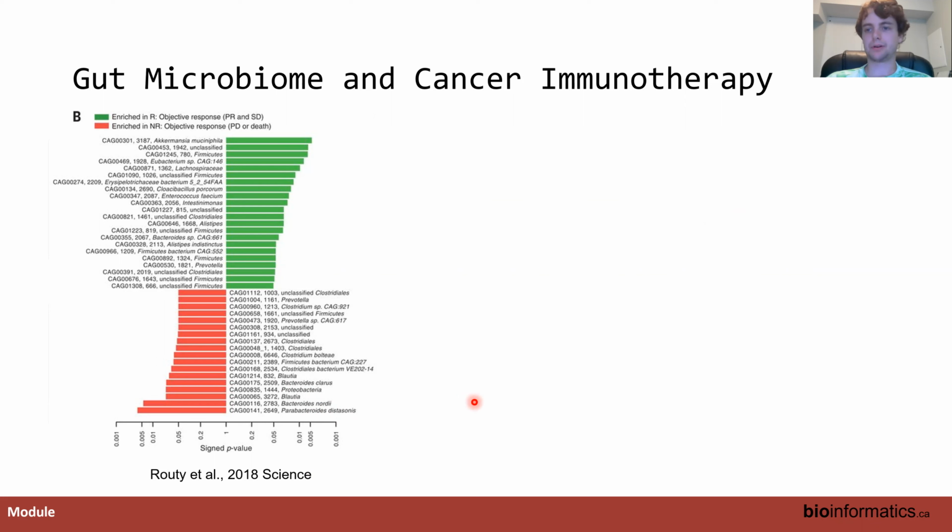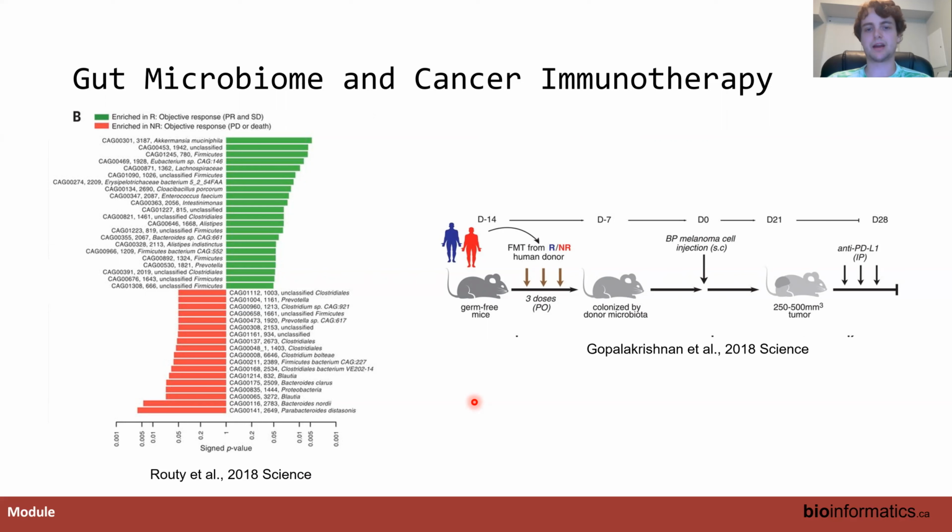In a similar paper that was published within the same time frame, they showed that if you were to take stool samples from either responding patients or non-responding patients and give them to germ-free mice, so you would colonize these germ-free mice with the microbes that were found in the gut of these melanoma patients, and then give these mice melanoma cells to model cancer, and then treat these mice with immunotherapy, in this case, anti-PD-L1 therapy, what you would see is that mice that received stool from responders actually lived much longer and had smaller tumors than mice that received stool from non-responders, indicating that, again, the gut microbiome could play some role in the efficacy of cancer immunotherapies.